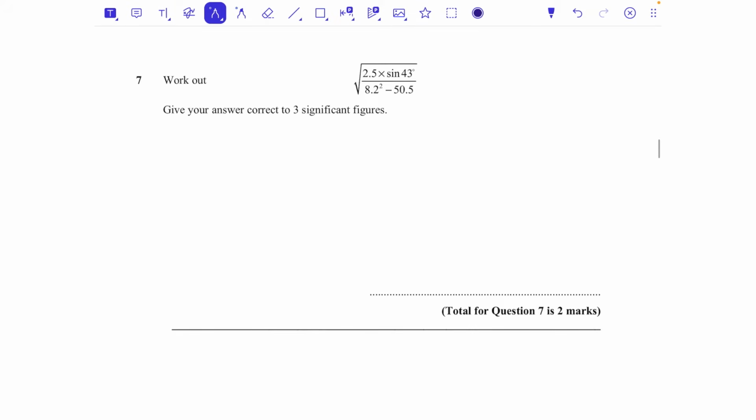Question number 7. Work out this. So I'm going to type this in my calculator exactly as it is. There is a fraction and there is a square root. Now, depending on whether the square root is just round the numbers on the top of the fraction, if it was like this, then we would press the fraction button first and then the square root. But because the square root is going round everything, we want to press the square root button first.